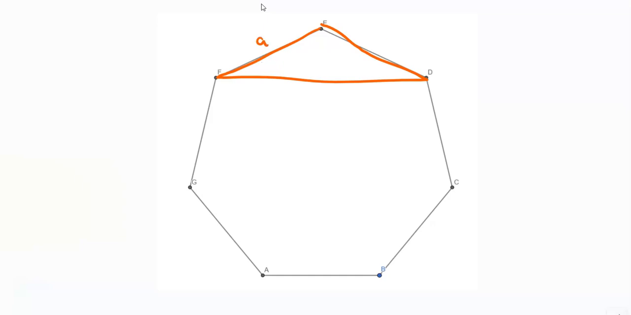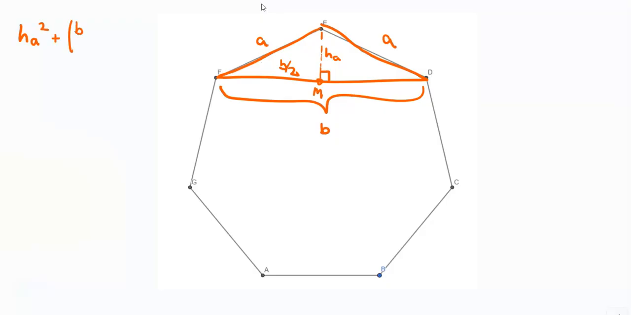I have marked out A, and the whole diagonal here, since we're skipping one vertex, as B. We will drop the altitude down. Let's call this H sub A for the height of that A-type triangle. We'll call this point in the middle M, and the distance from F to M will be B over 2. So let's set up the Pythagorean theorem. H sub A quantity squared plus B over 2 quantity squared equals A squared. The reason we're doing that is because we have a right triangle formed with that altitude.